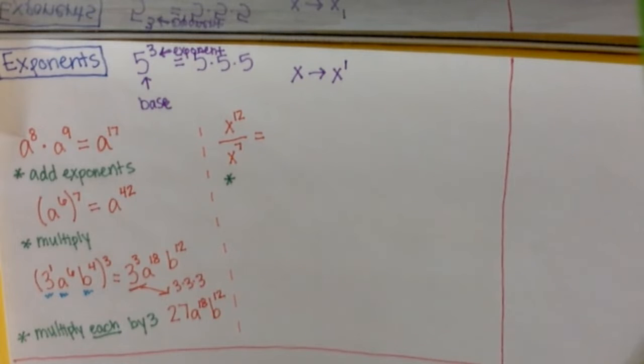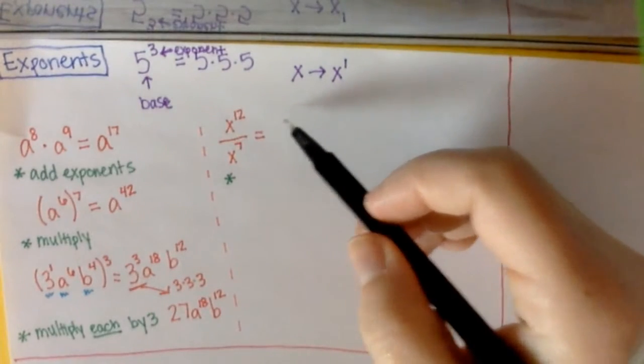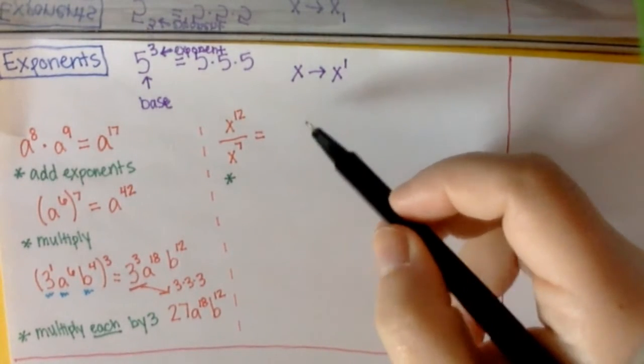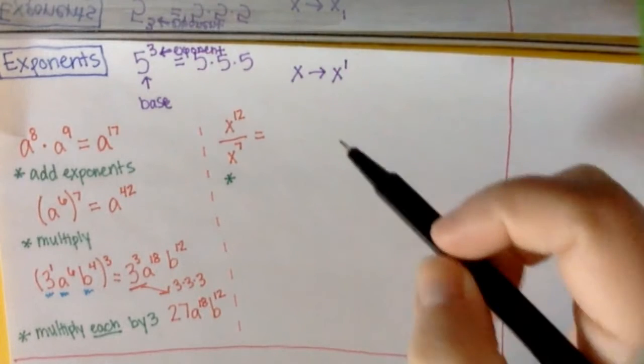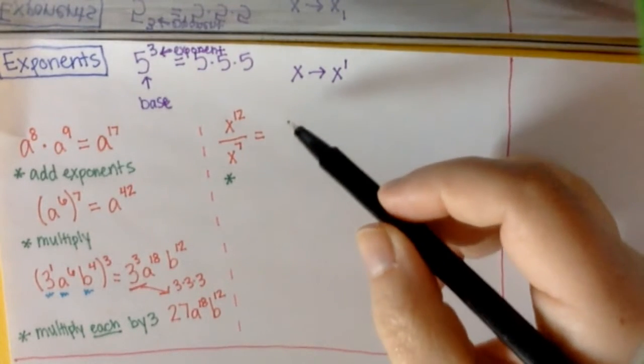And when we're left with that 1 on the bottom, we don't always have to write that. We can just write x to the 5th as our answer. If the 1 is in the denominator, we don't have to write it. If it's in the numerator, we do have to write it. That's kind of our rule about fractions.